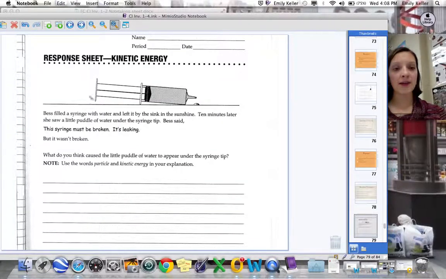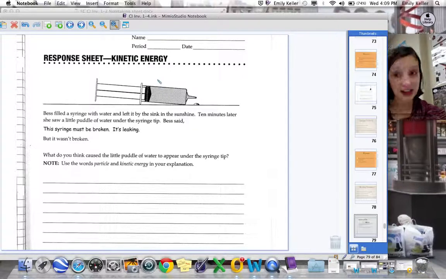Moving on, I want you to think about this situation. This student had a syringe filled with water, and some of the water dripped out after she had the syringe sitting in the sunshine. What happened? Go ahead and tell each other. Why does this student say that the syringe is broken? So is it broken or did something else happen? What do you think? Tell each other.